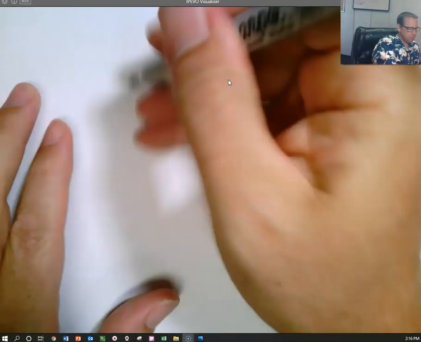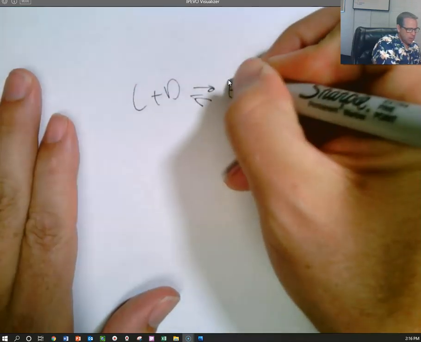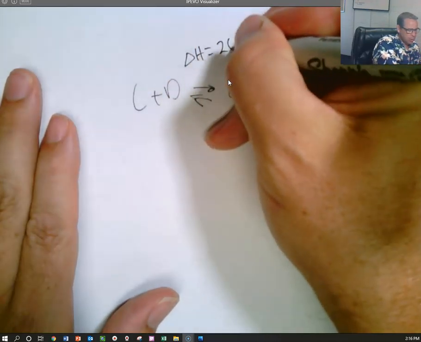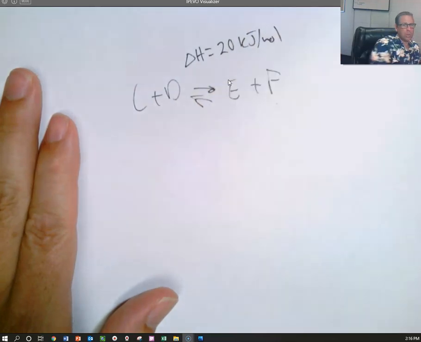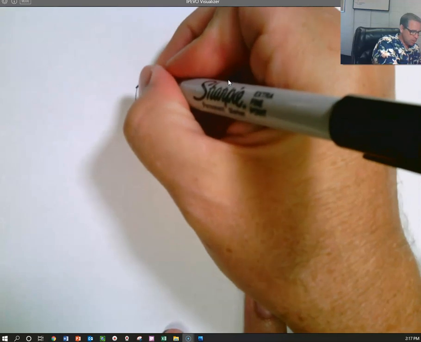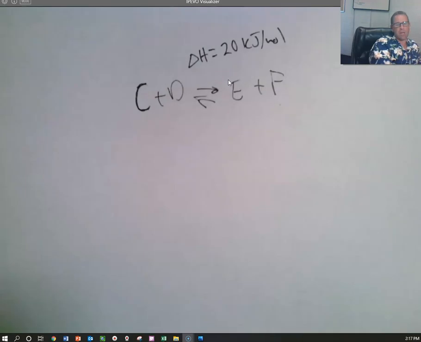All right, Jace, here's one for you. C plus D going to E and F, delta H equals 20 kilojoules per mole. What will happen to the concentration of C in this reaction if I heat up this reaction? What will happen to the concentration of C if we're at equilibrium and I heat up this reaction? What will happen to the concentration of C?